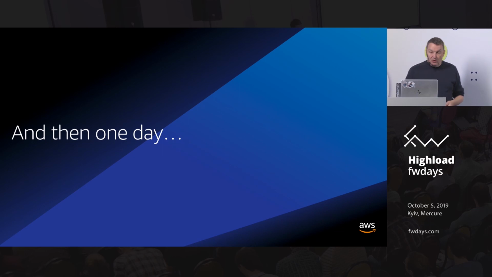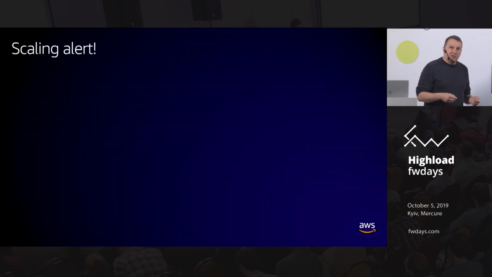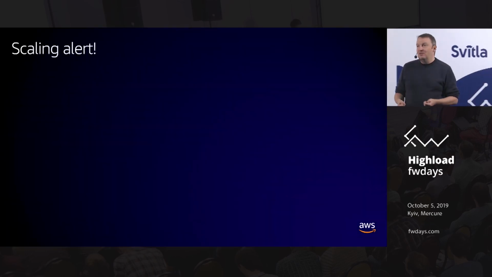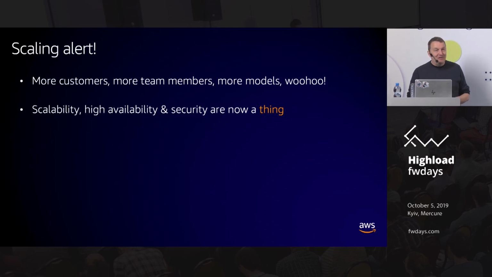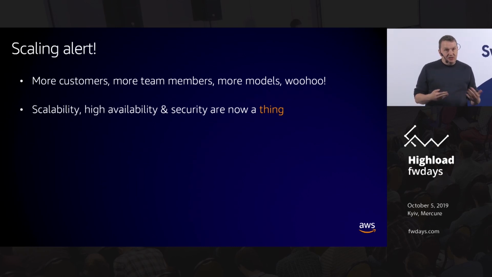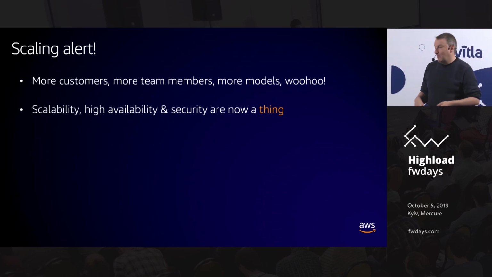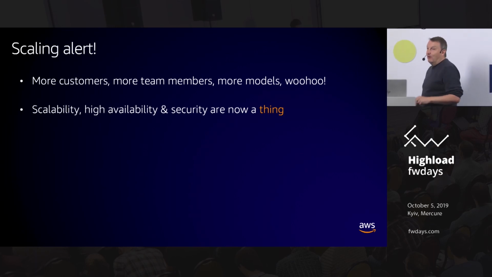So at some point, of course, scaling alert. Something happens in the team, in the company. More customers, more team members, more models, maybe more money from investors. Yes, you have more work to do now. The thing is, now you have paying customers and you need to scale and you need to have high availability and you need to have security. All those things where you said, later, come on. Now they're a thing, and they're a big thing.